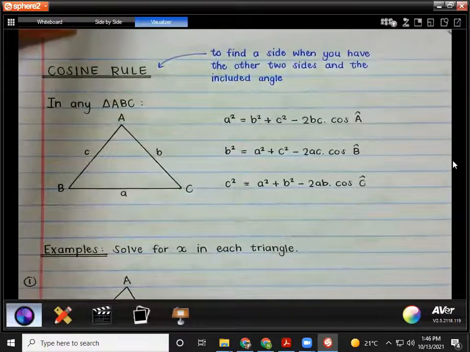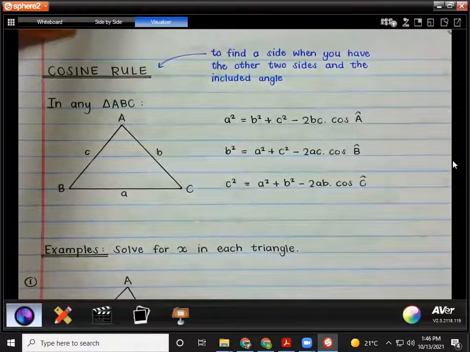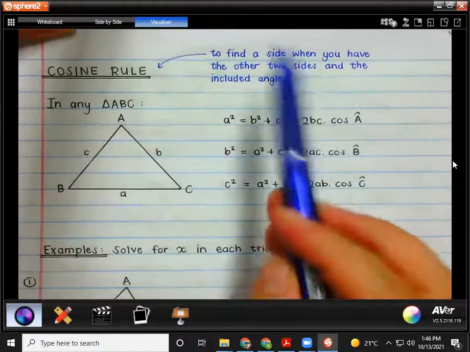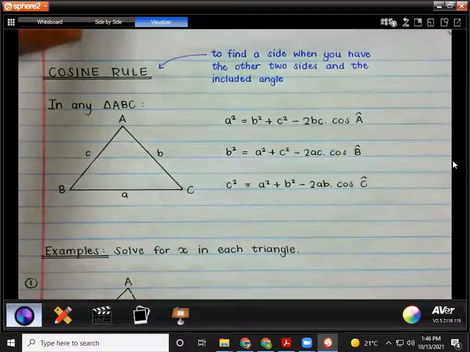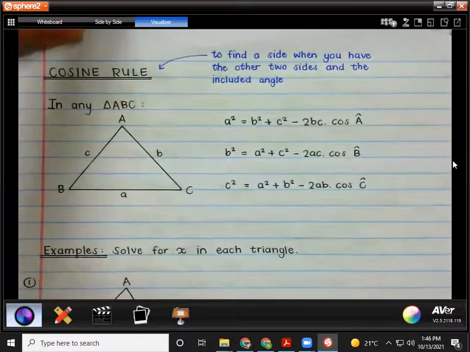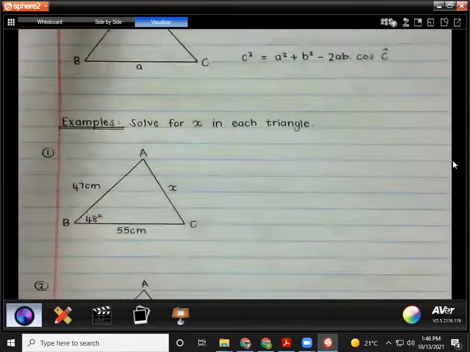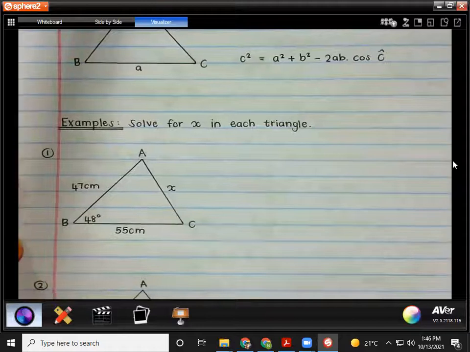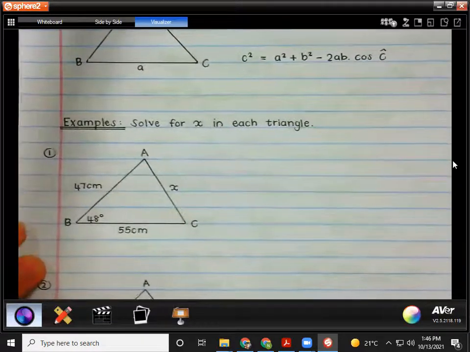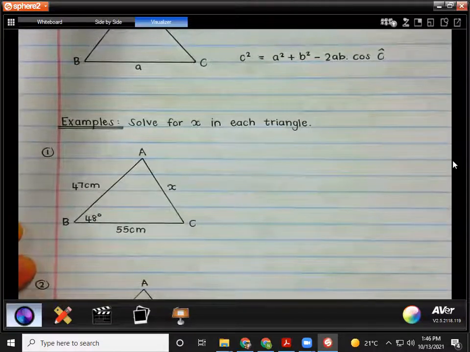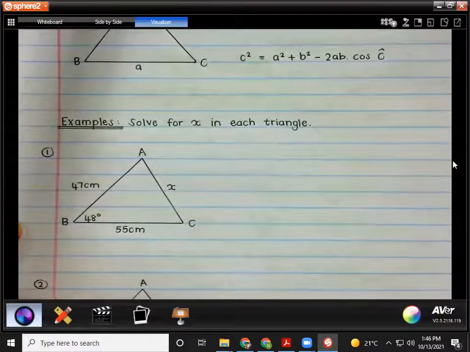Okay, we are going to talk about how you can use this rule to find an angle, but we'll do that tomorrow. We're just going to do an example quickly of finding a side when we have the other two sides and the included angle. So that is example 1 here at the bottom. Please copy that down. And then we're just going to practice using the cosine rule, the cos rule, for that triangle.